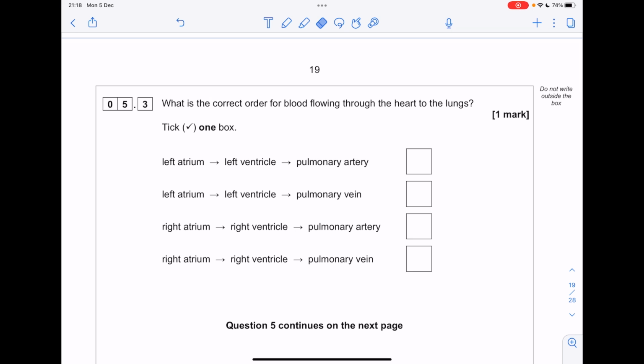So what is the correct order for blood flowing through the heart to the lungs? Well, the last vessel needs to be the pulmonary artery because that's taking blood to the lungs. Pulmonary means lungs. And remember, I was talking about the right side the whole time, which means the blood's coming into that right atrium, being forced into the right ventricle, and then leaves via the pulmonary artery.